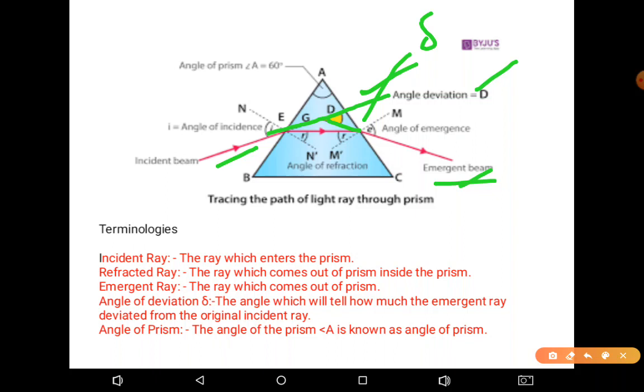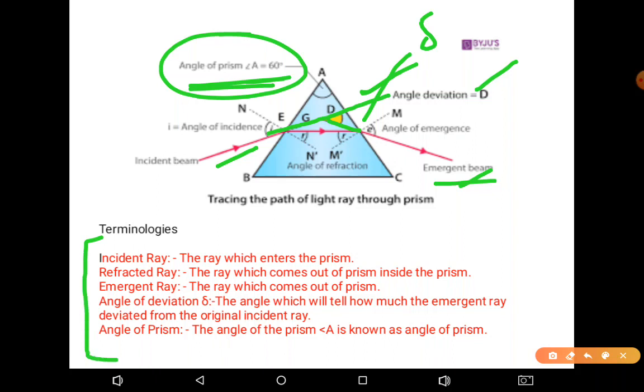The angle of prism is this one, the angle between the two edges AC and AB, and this is an equilateral glass prism. So angle A is equal to 60 degrees. Maximum time we have to consider this. So this is the main nomenclature, the main important terms that we have to use in studying refraction through the prism.